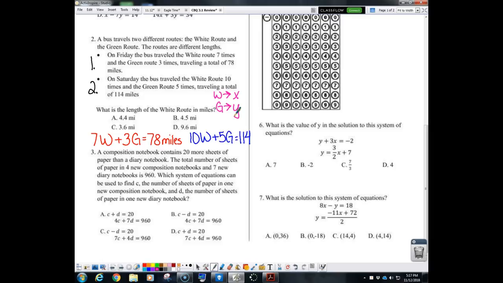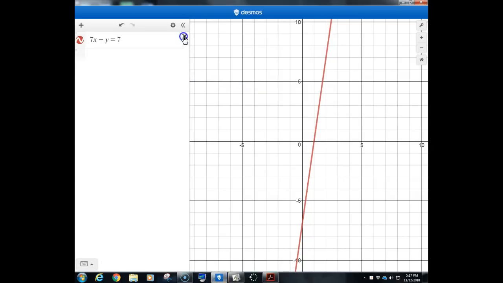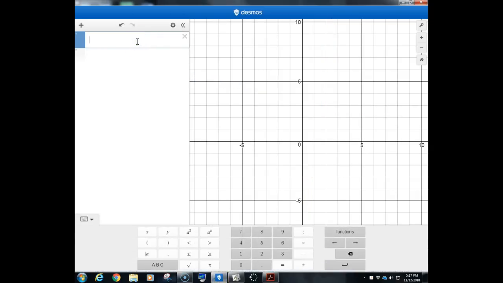So you would open up Desmos, go ahead and get rid of this, and start plugging in your equations. My first equation is 7W, but instead of W, I'm going to use X, and then plus 3Y, because instead of G, I'm going to use Y, and that should equal 78.